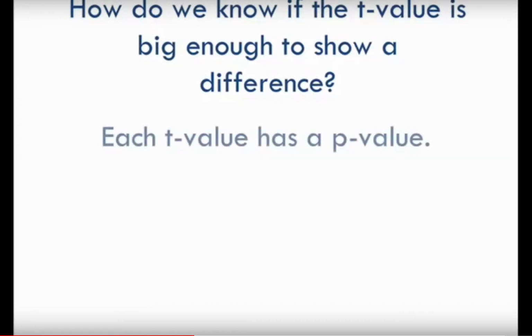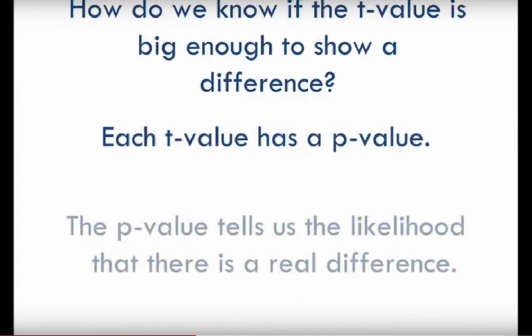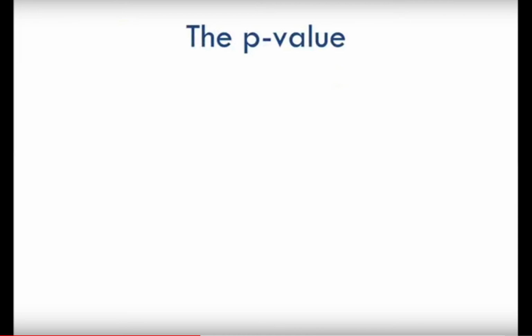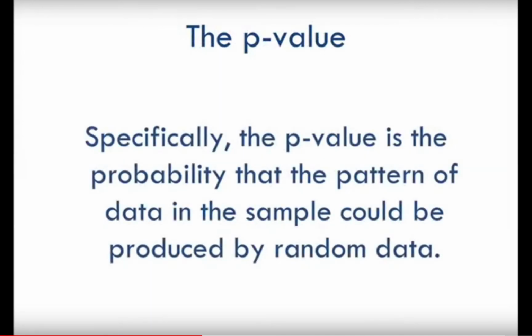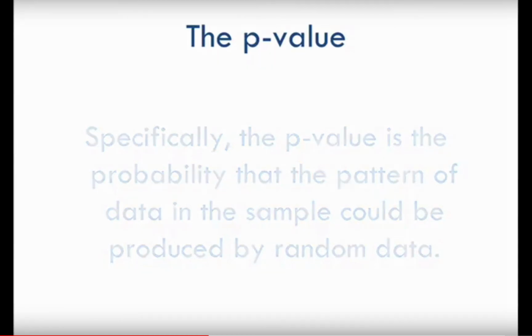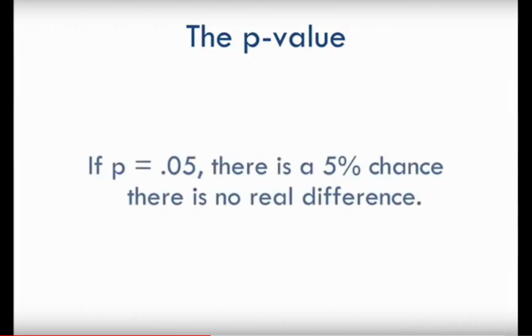Each t-value has a corresponding p-value. The p-value is the probability that the pattern produced by our data could be produced by random data. In other words, it tells us whether the difference between our groups is real or if it's just a fluke. So, a p-value of 0.05 means there's only a 5% chance we would get these results with random data.